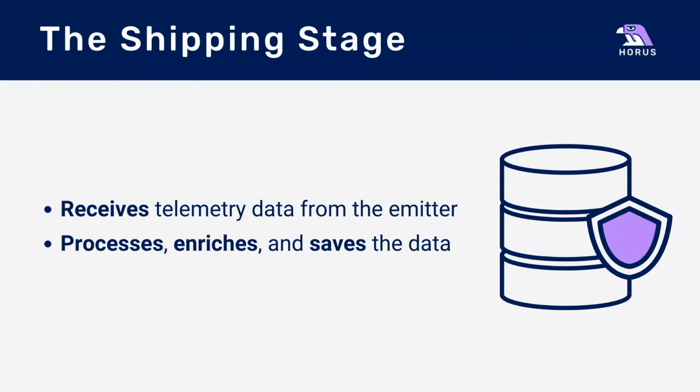The shipping stage is responsible for receiving the raw telemetry data from the emitter. Its priorities are to process it into an accessible data format, enrich the data if needed, and save the data in a storage mechanism to be used by the presentation layer later. An important design factor of the shipping stage is to consider how to organize and store the raw telemetry data that is generated by your emitter.